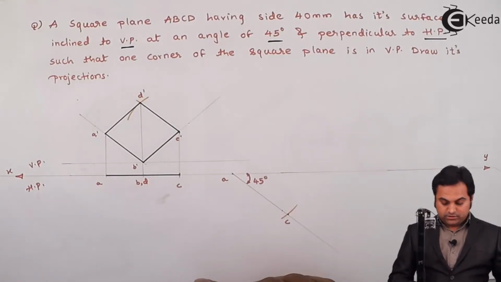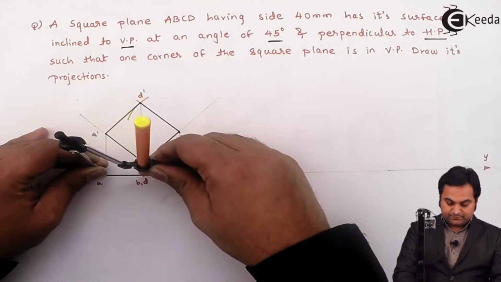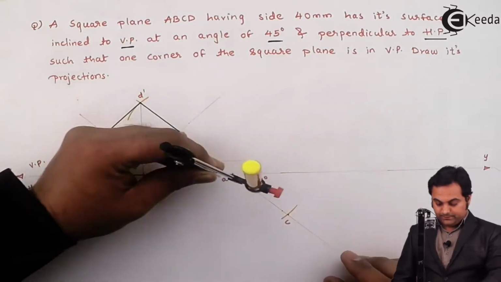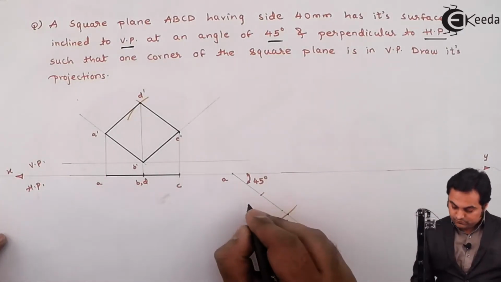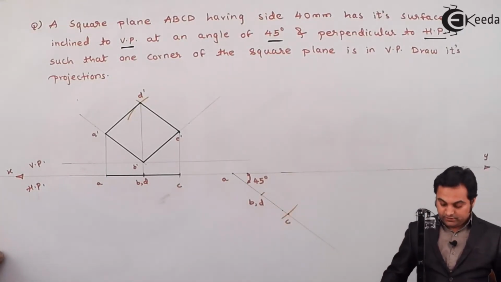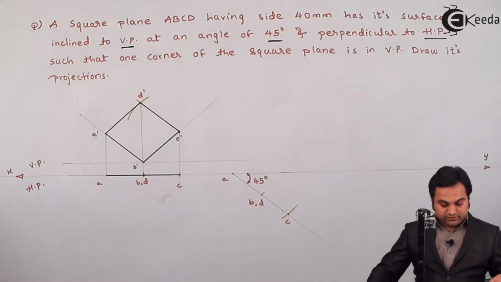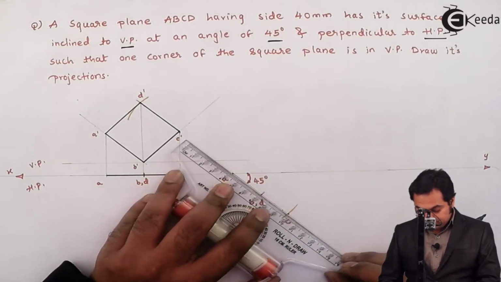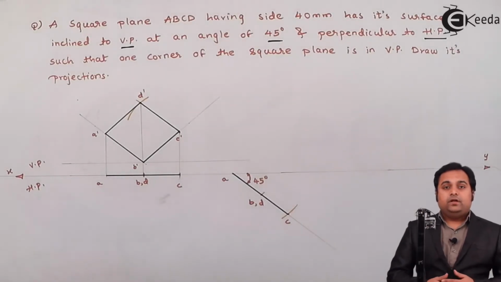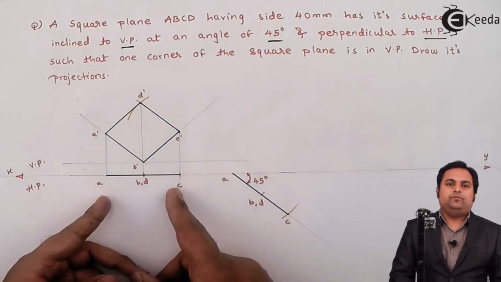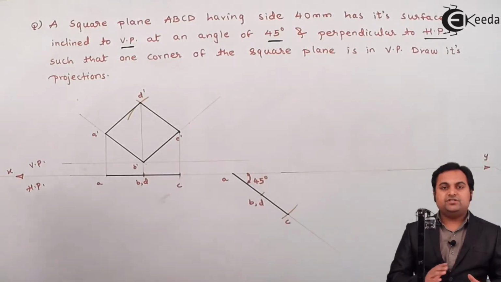Then for BD, I'll measure the distance from A to the midpoint for B and D, marking it over this inclined line. Points B and D. So this is the top view. Again, first I've drawn it light, now I'll make it dark. Since previously the line was horizontal in the top view, now it has become inclined. So the shape of this square plane will change in the front view.